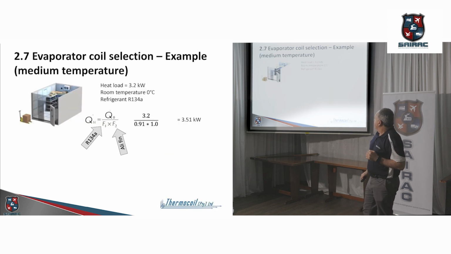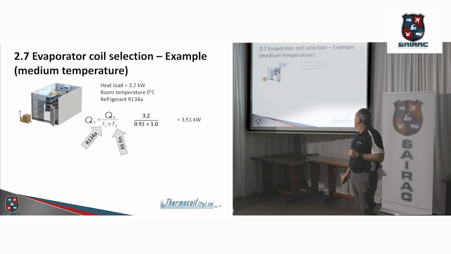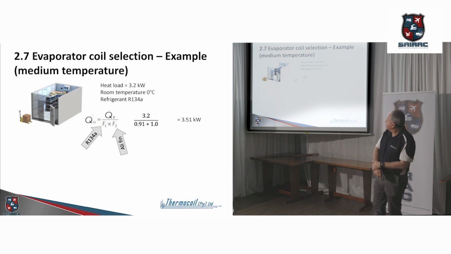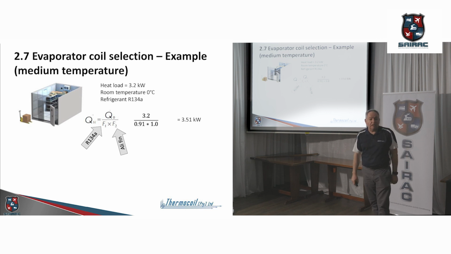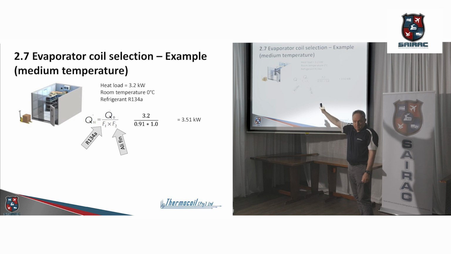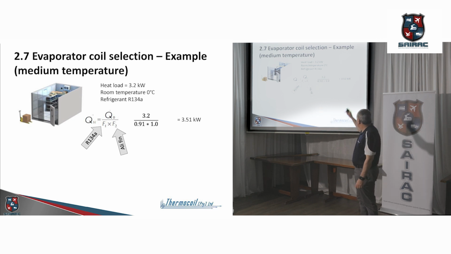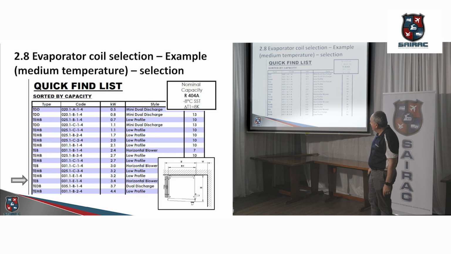Let's do an example. Heat load 3.2 kilowatt. You want the room temperature at 0. Your refrigerant is 134A. There's your formula. There's your aluminium fin. You want to use the cheapest thing possible. And that's your result. Your nominal value changed from 3.2 once you apply the specific application criteria. So the coil you're looking for in the nominal value table is 3.5 kilowatt. There's a quick reference table. You can use that, or you can go through the catalog.